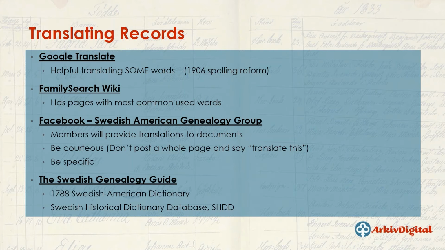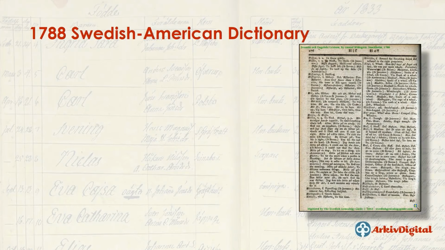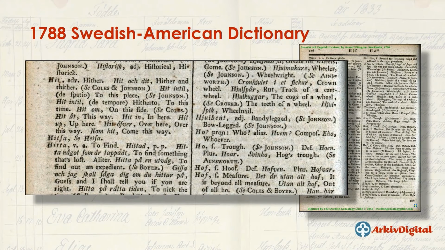The Swedish Genealogy Guide has 2 dictionaries on there. One of them is the 1788 Swedish American Dictionary and the other is the Swedish Historical Dictionary Database, or the SHDD. That's located on the Swedish Genealogy Guide right here under dictionaries. There's 2 different ones. If you click on the 1788 Swedish American Dictionary, it pops up a photograph of the page, which you can see it translates everything right to English.